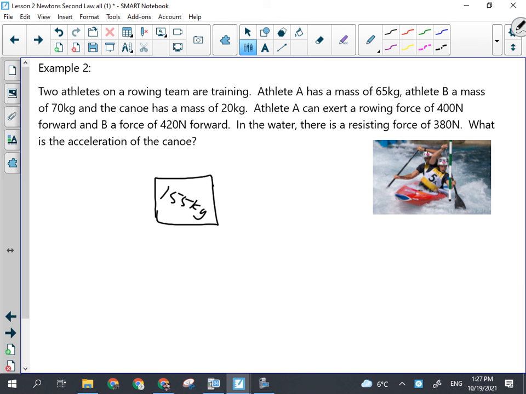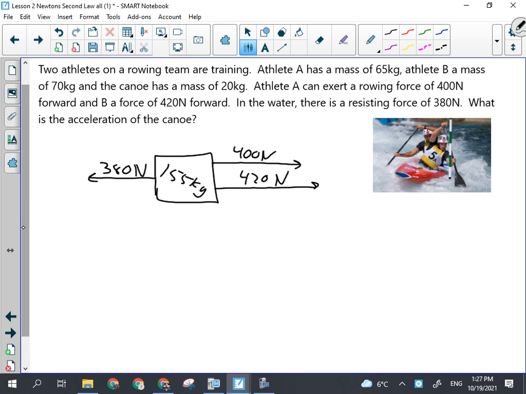Then we're going to have our 2 forces, so 400 newtons and 420 newtons. That's the force of the 2 people rowing, and then we have a force of drag of 380 newtons. So that would be my first mark on a question like that. Here's my free body diagram with the correct mass. All right, next thing I got to do is find what?